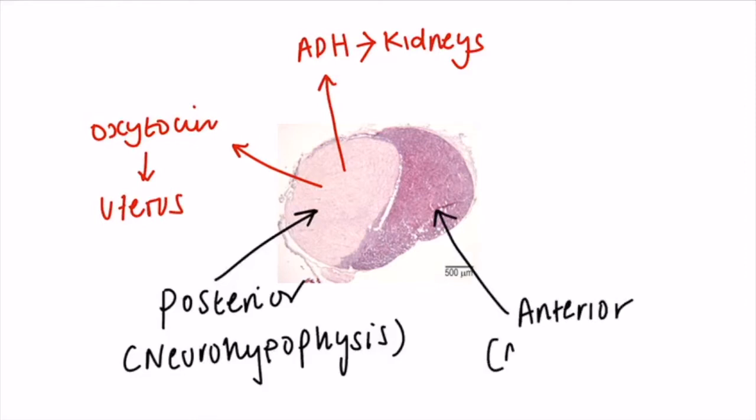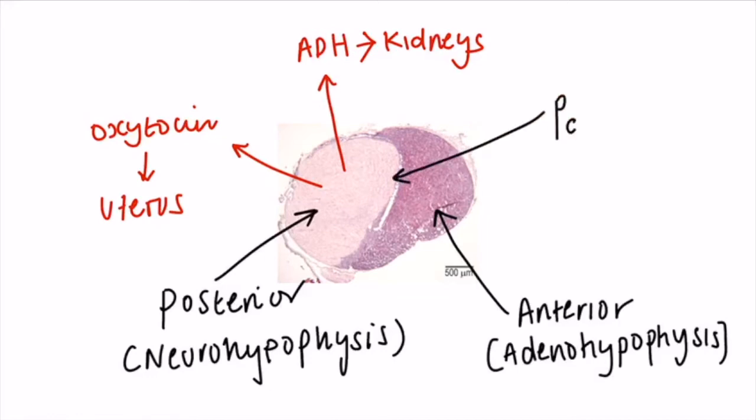The anterior pituitary gland, otherwise known as the adenohypophysis, originates from oral ectoderm of the primitive cavity called Rathke's pouch. The cells secrete hormones in response to signals from the hypothalamus. It contains three types of cells: acidophils, basophils, and chromophobes. In between, we have a narrow region called the pars intermedia.